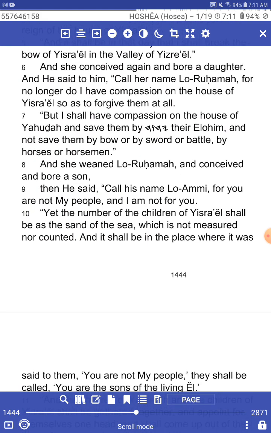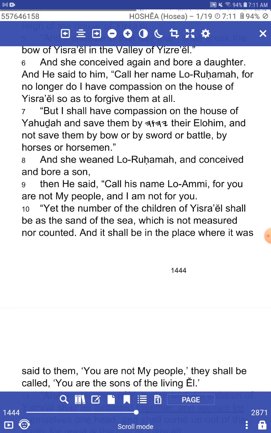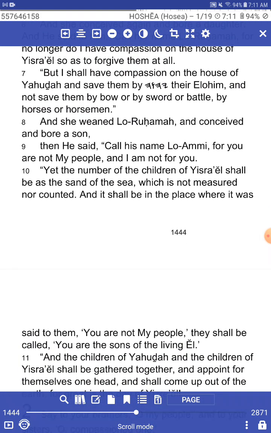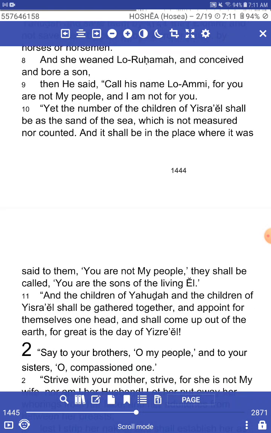Okay, now let's go on to verse 8. And she weaned Lo Ruhamah and conceived and bore a son. Then he said, "Call his name Lo Ami, for you are not my people, and I am not for you. Yet the number of the children of Israel shall be as the sand of the sea, which is not measured nor counted. And it shall be in the place where it was said to them, 'You are not my people,' they shall be called, 'You are the sons of the living El.'"